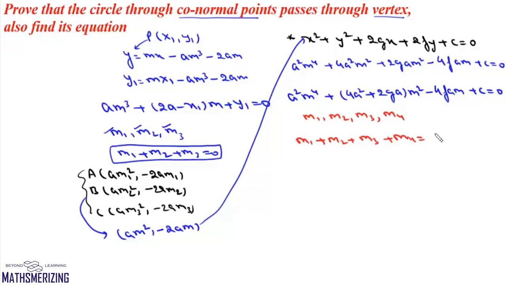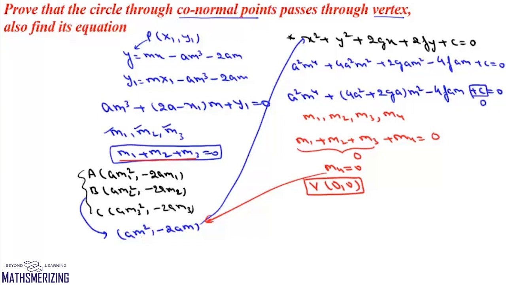Now there is no m cube here, so that means the sum of all the roots is 0, and we know that m1, m2 and m3 are slopes of normals which are drawn from the same point. Then m1 plus m2 plus m3 is 0. So we'll put this as 0 and we'll get m4 as 0. If we put m4 as 0, then we'll get one of the points through which this circle will pass. So this circle will pass through (0, 0), which is the vertex of this parabola. So that's our first part, that the circle through co-normal points passes through the vertex. Now we need to find its equation also. So what we'll do is we'll put (0, 0), then we'll get c as 0.